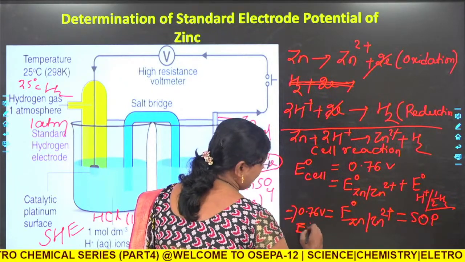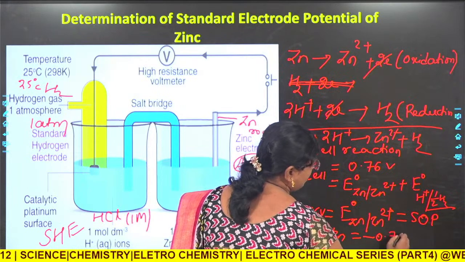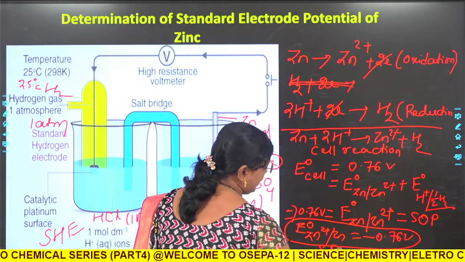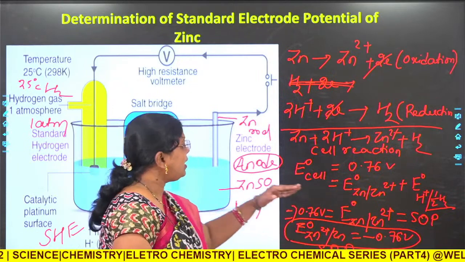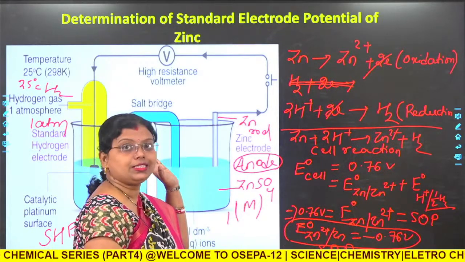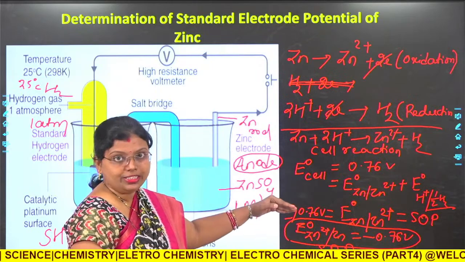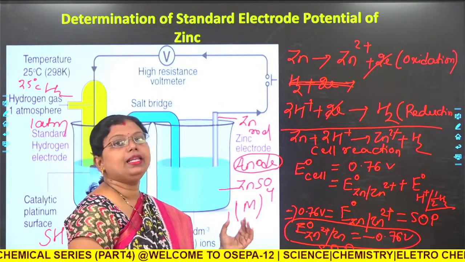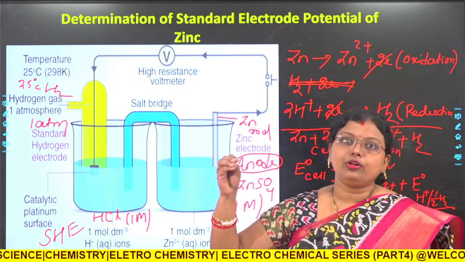That means the E° Zn2+/Zn will be equal to how much? Minus 0.76 volt. So this is the standard reduction potential. The standard reduction potential of zinc is found to be minus 0.76 volt. Okay. So like this, if you want to calculate the electrode potential of any electrode, then combine it with the SHE, then you obtain a value in the voltmeter, that is the E° cell, the cell potential, and from that value you can calculate the standard reduction potential of any electrode. So by using this, you can calculate the electrode potentials of many electrodes.